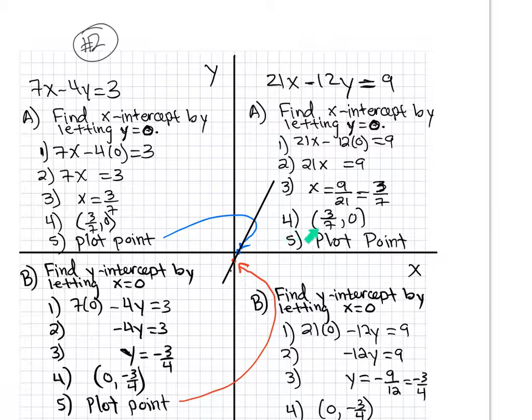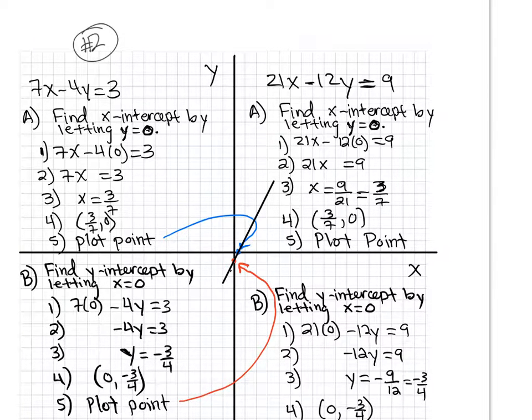And then in line 4, I write it as an ordered pair where x is 3 over 7 and y is 0. And then I plot that point, and that happens to be the exact same point from the first line. So it's this blue dot here.